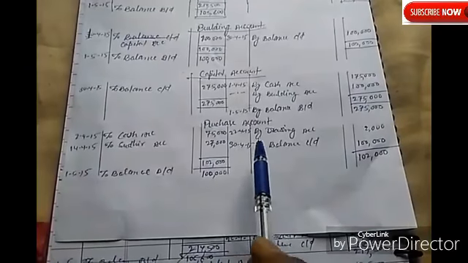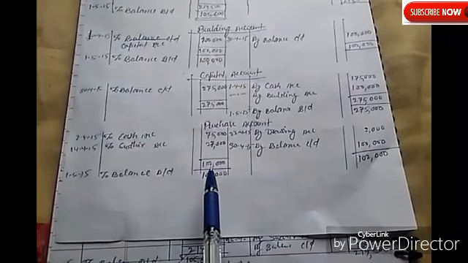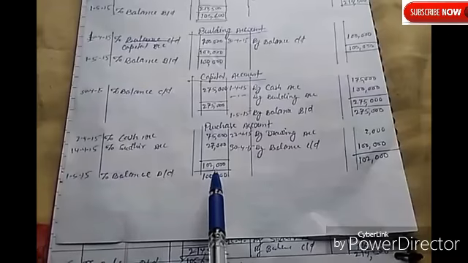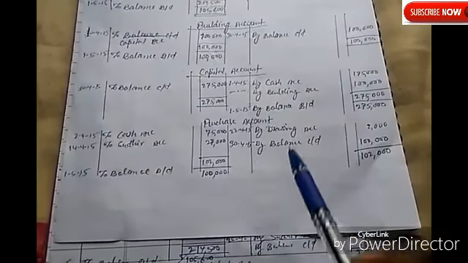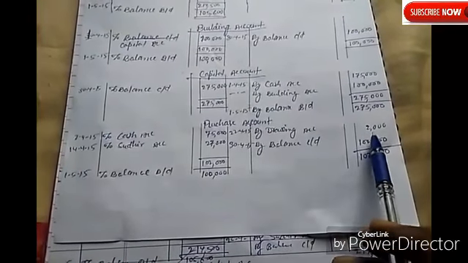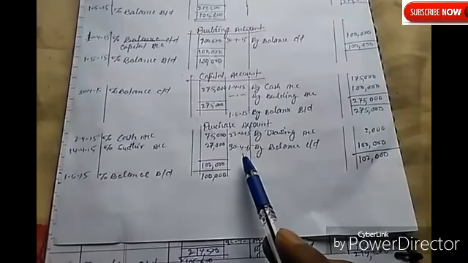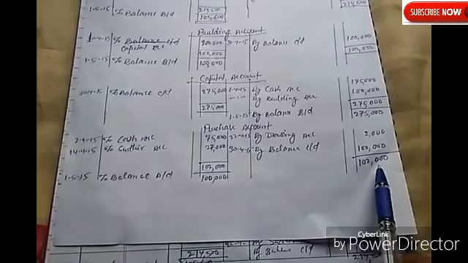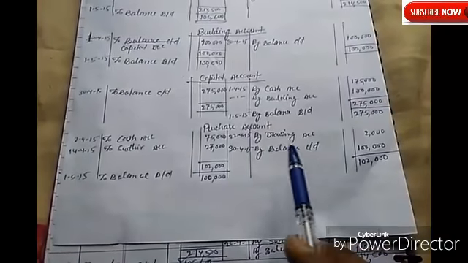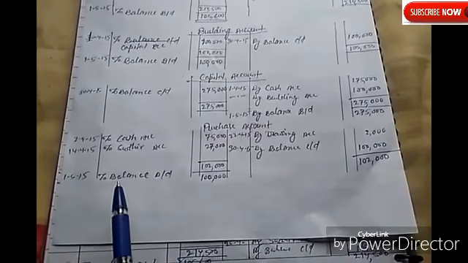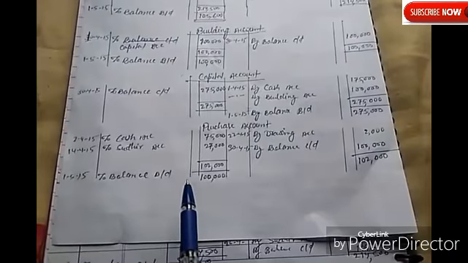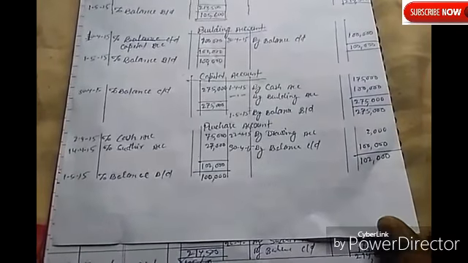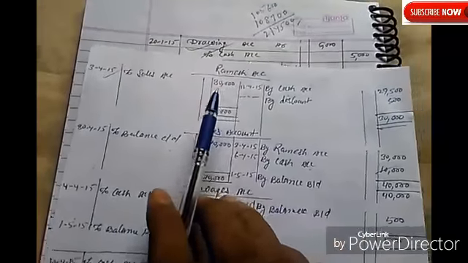The purchase account is also the same. The amount is 102,000 this side, and here is only 2,000. So on the end of the month, by balance we are left with 100,000. This balance will be transferred to the next month, balance brought down 100,000. The same way, see another account, Ramesh account.